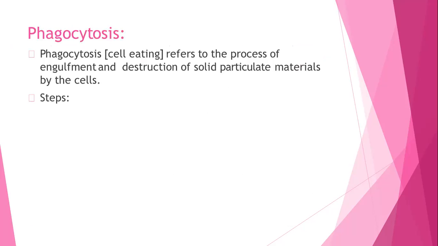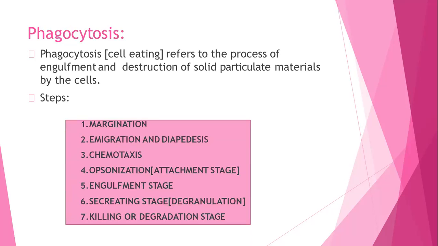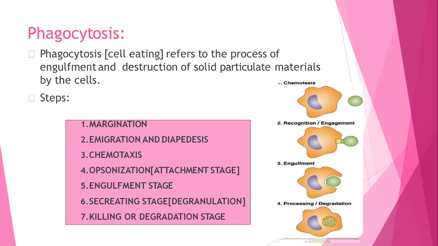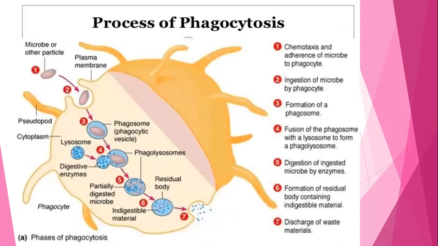Now, what exactly is phagocytosis? It is cell eating. It is the process of engulfment when the particle size is much larger. If there is a solid particulate material, it will be engulfed by the cell, and this process is known as phagocytosis. It occurs in these phases: margination, immigration, diapedesis, chemotaxis, opsonization, engulfment, secretion, and finally degradation. So this is how it occurs.